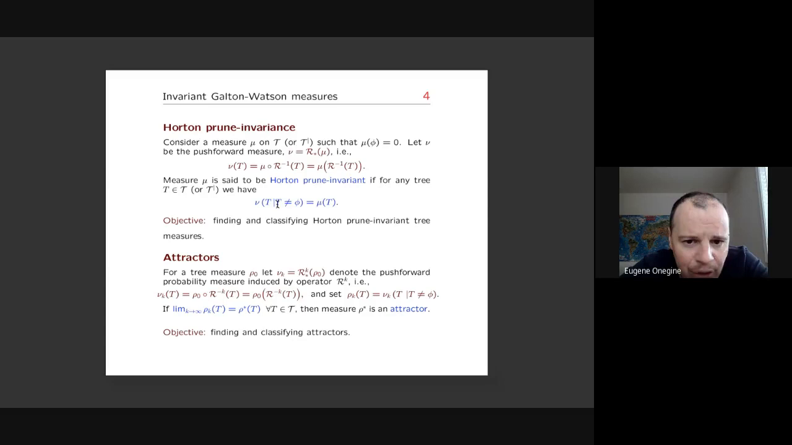So now let's look at the push-forward measure nu, and then condition on the tree being non-empty. So we exclude all the empty trees from the ones that we can induce by measure nu. And then we say that the measure mu is Horton prune invariant, or invariant under Horton pruning, if the push-forward measure conditioned on the tree being non-empty is the same as the original measure mu.